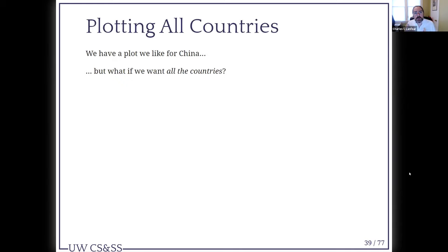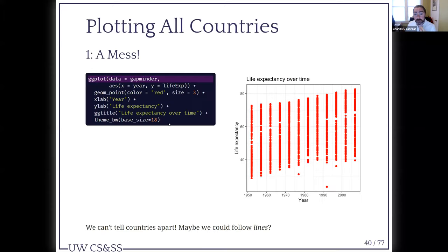So what if we like this plot we made for China? We're like, that's a good plot, but I would like that plot to be all of the countries in the Gapminder data set and not just China. Well, let's see what happens if we take the plot we just made, but instead of giving it the China data, we give it everything. Okay, so this is the exact same syntax as before. All I've done is change the data to be data equals Gapminder. What we're going to get is a mess. There's nothing wrong with this. It's not digestible by a human, but it's not the most useful thing in the world.